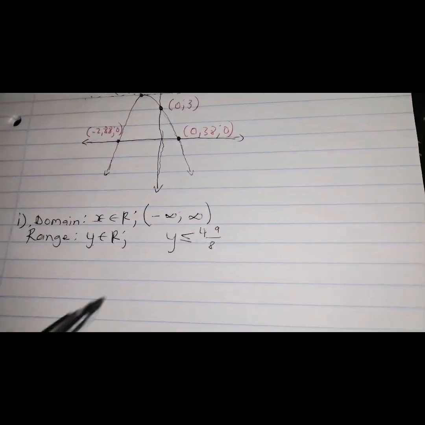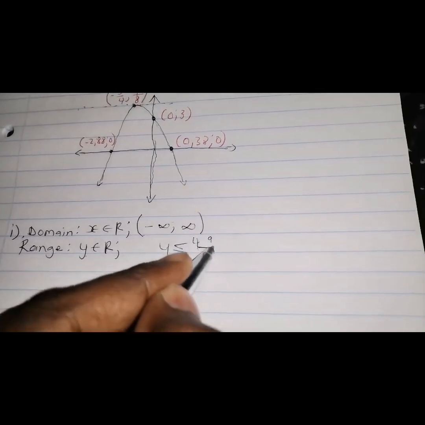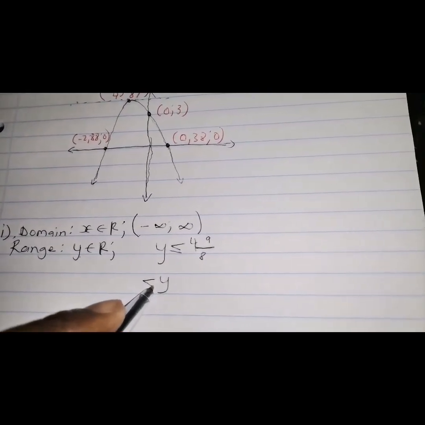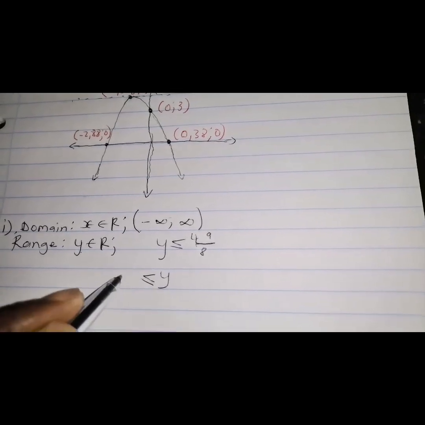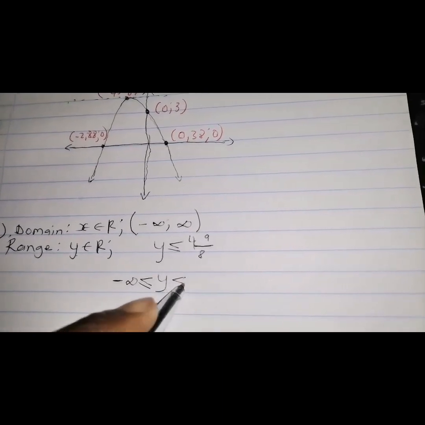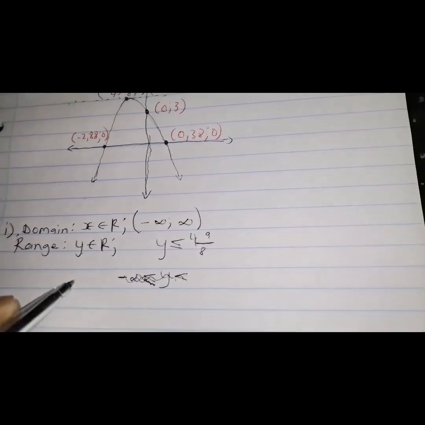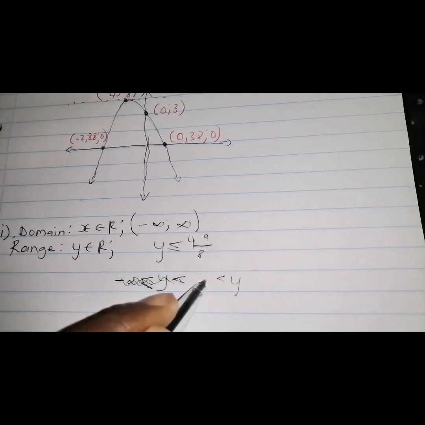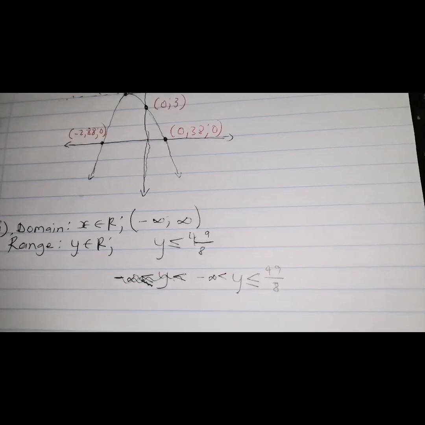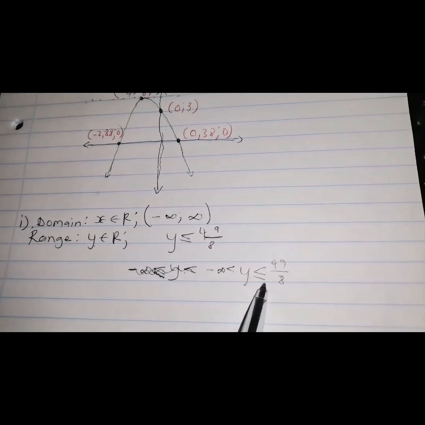Then you are done. Or you can say that y is between negative infinity and 49 over 8. Sorry guys, sorry for this one. Y is bigger than negative infinity, smaller than or equal to 49 over 8, then you are done. Sorry for this thing being wrong. Y is bigger than negative infinity, smaller than or equal to 49 over 8.